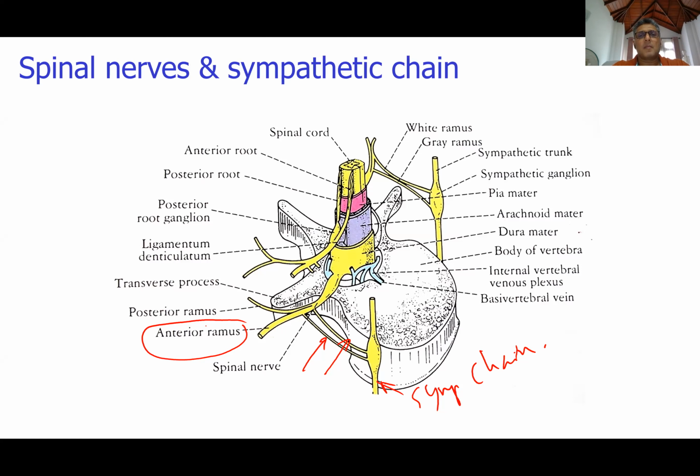Remember that point. Then you already know that when the spinal cord is inside the vertebral canal, you have the three coverings: dura mater, arachnoid mater, and pia mater, covering the spinal cord. And between the pia mater and arachnoid mater, you get the subarachnoid space filled with cerebrospinal fluid.